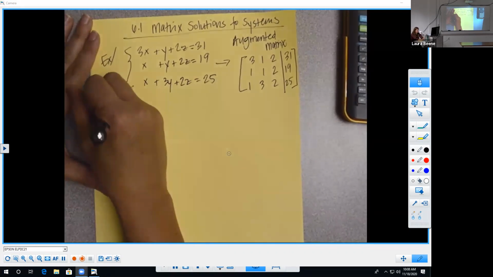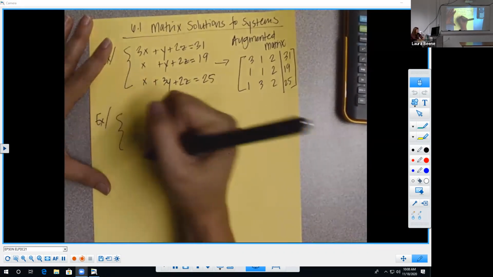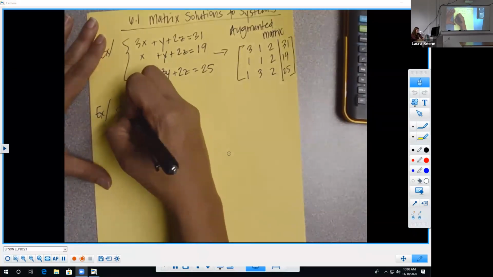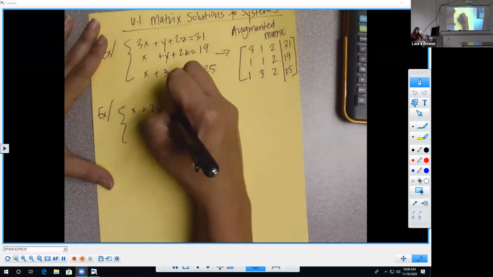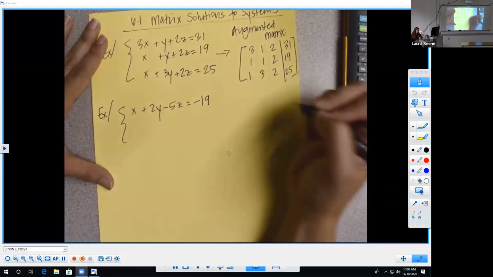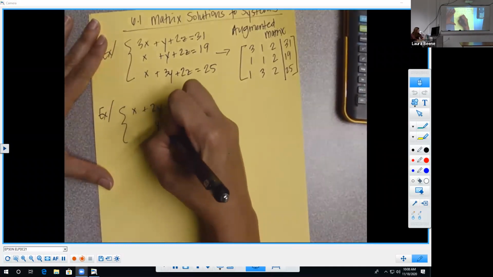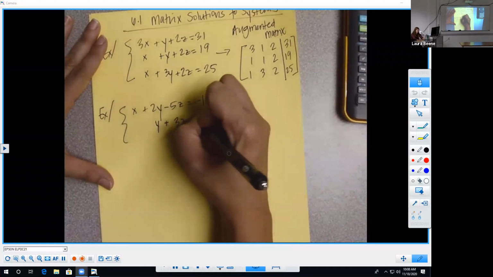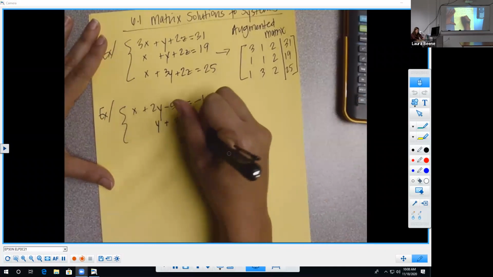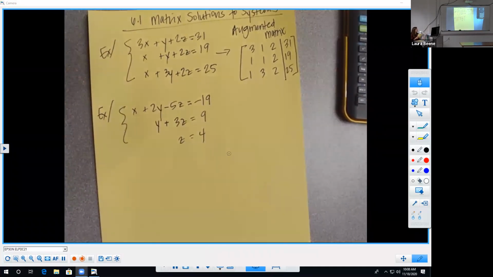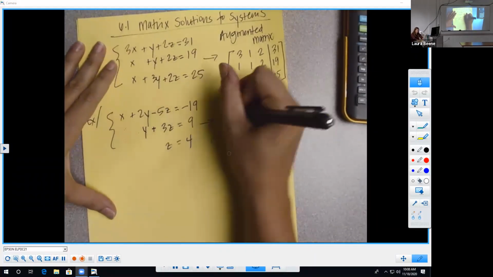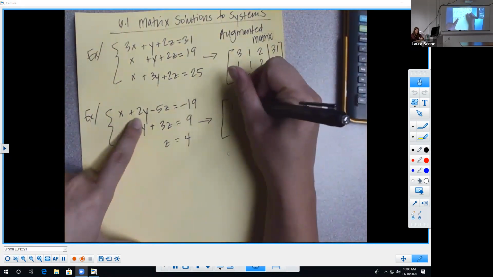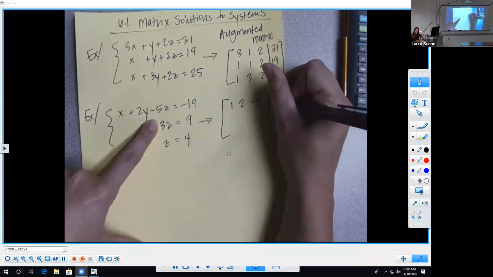Okay, let's do one more like that. If I had the system x plus 2y minus 5z equals negative 19, y plus 3z equals 9, and z equals 4. Whenever I put this into an augmented matrix, that first row has 1, 2, negative 5, draw your line, and then it's negative 19.